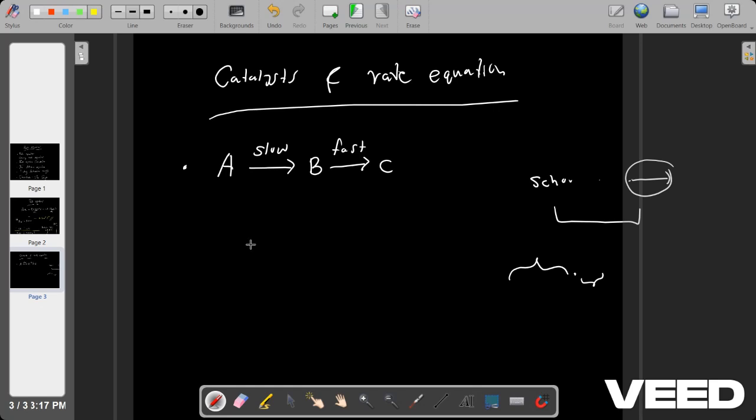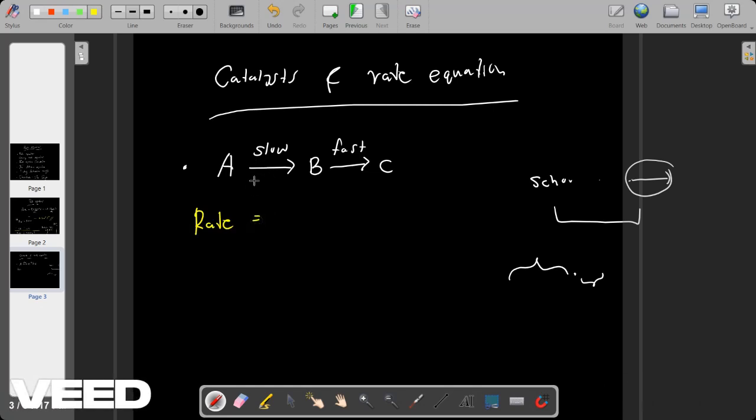So in the rate equation, all the time, only the slow step reactant is written. Right? Slow step reactant, and here K is a constant. K means rate constant. Keep that in mind. Rate constant. K means rate constant.